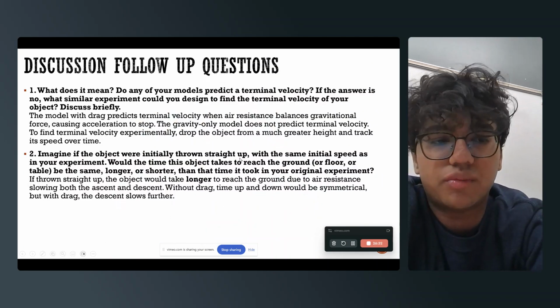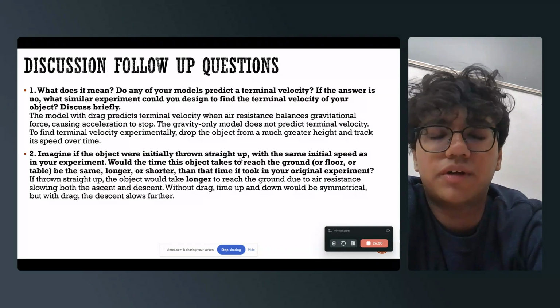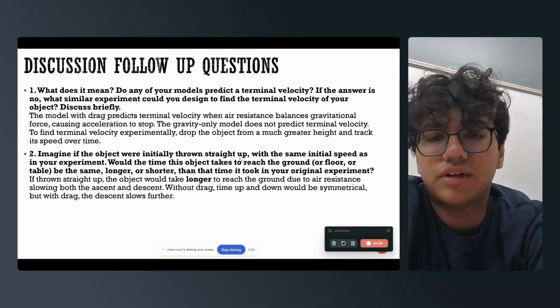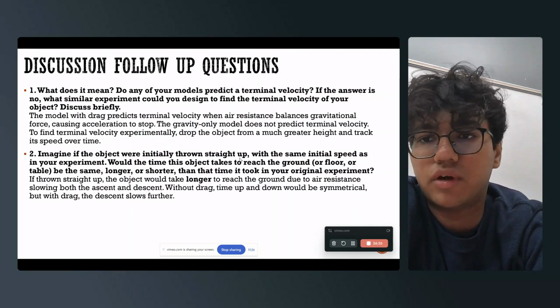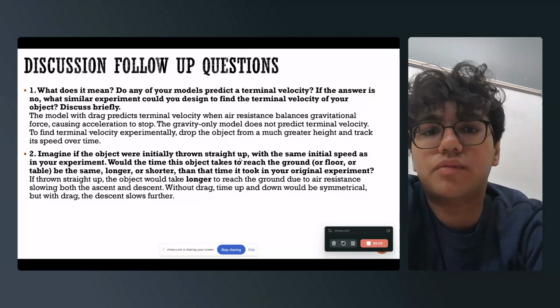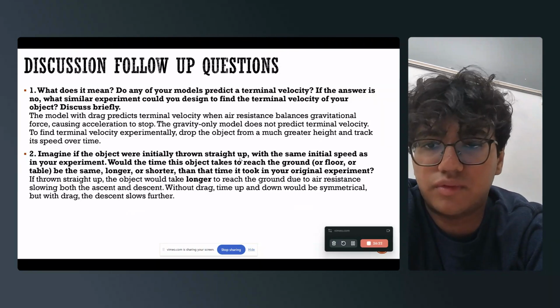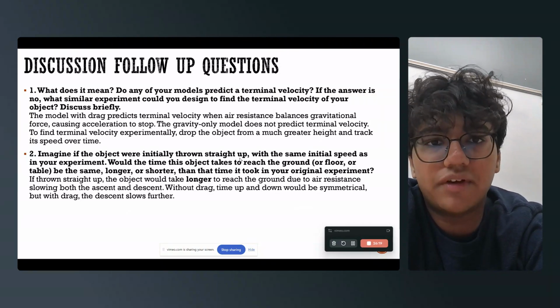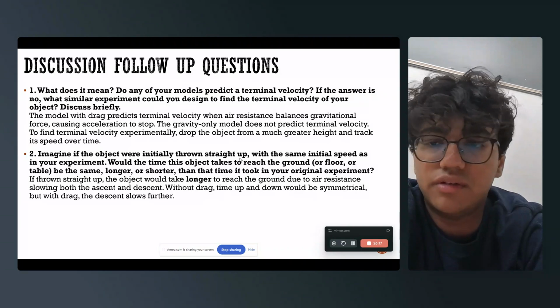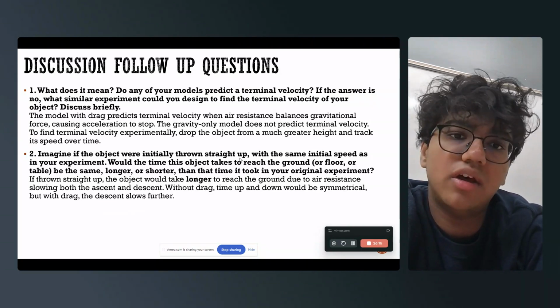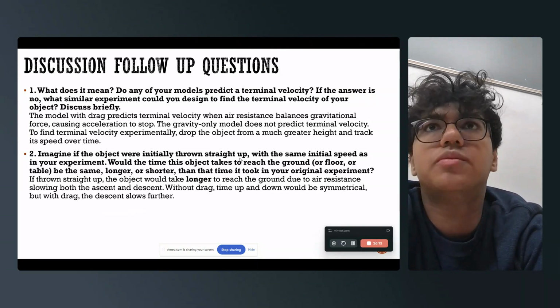Discussion follow-up questions. What does it mean? Do any of my models predict terminal velocity? And if the answer is no, what similar experiment could you design to find the terminal velocity of my object? The model with drag predicts terminal velocity when air resistance balances gravitational force, causing acceleration to stop. The gravity-only model does not predict terminal velocity. To find terminal velocity experimentally, you have to drop the object from a much greater height and track its speed over time.